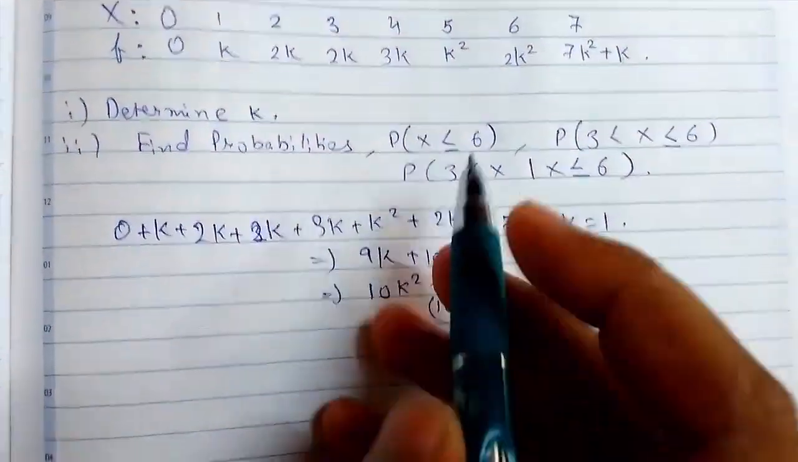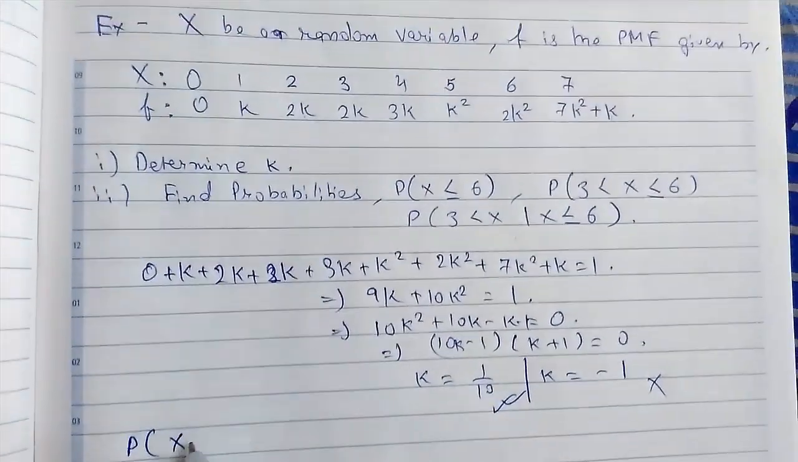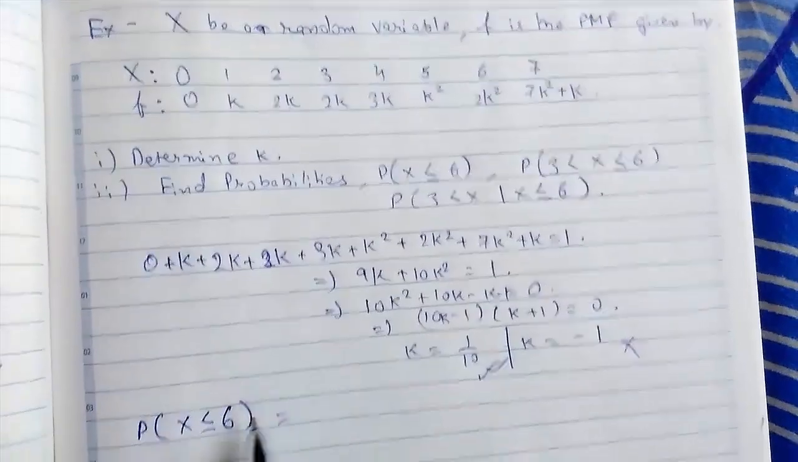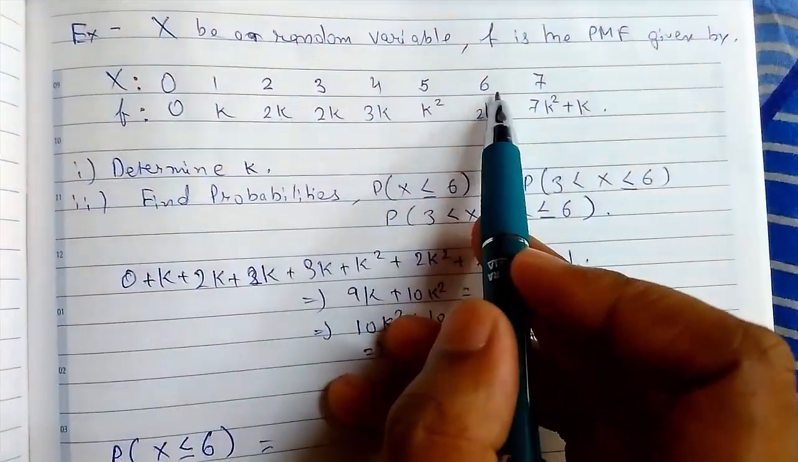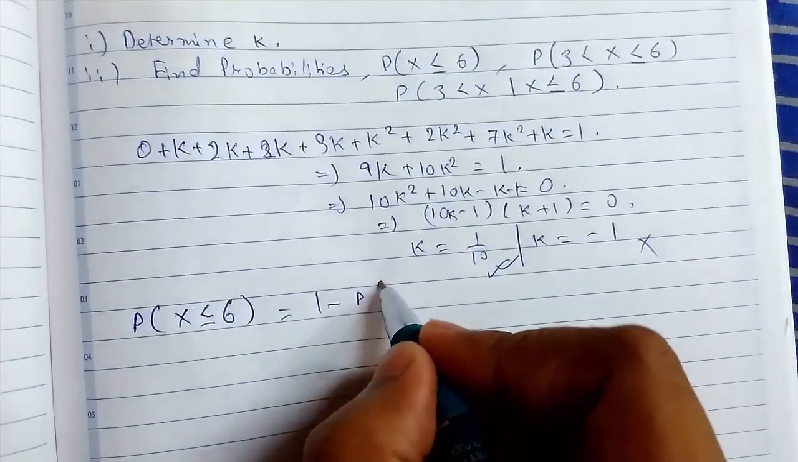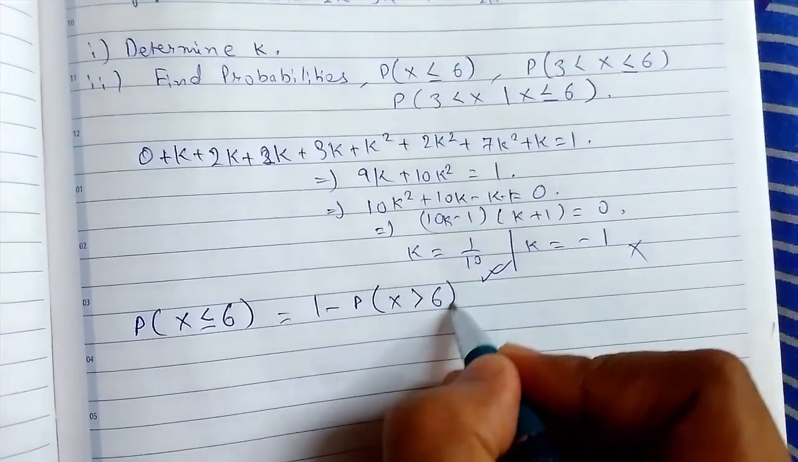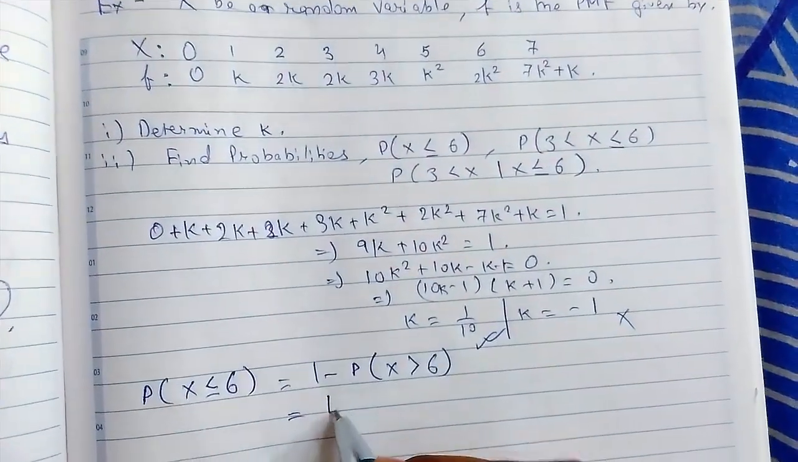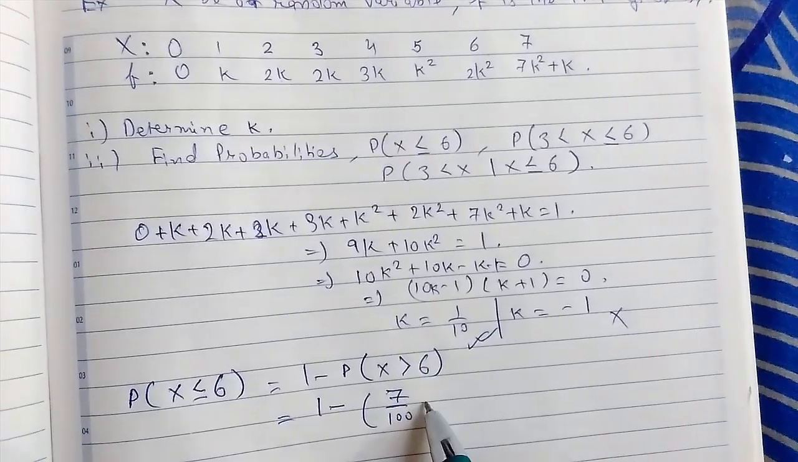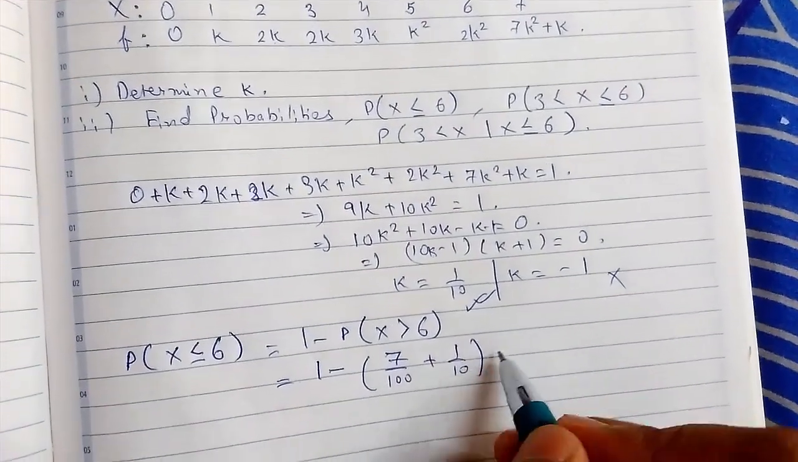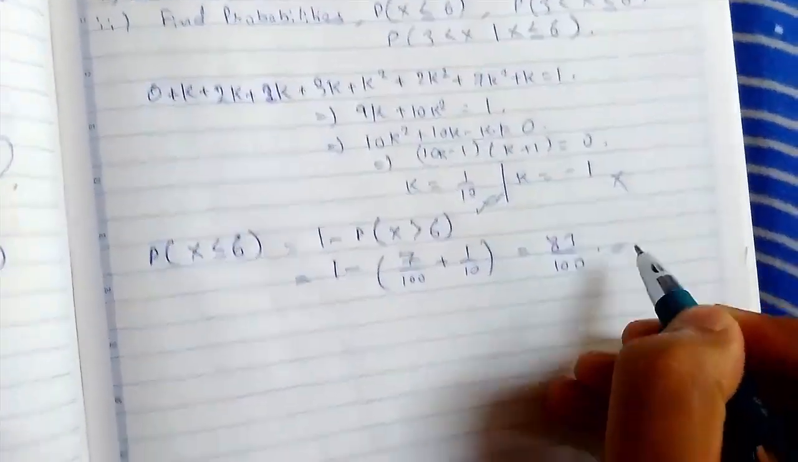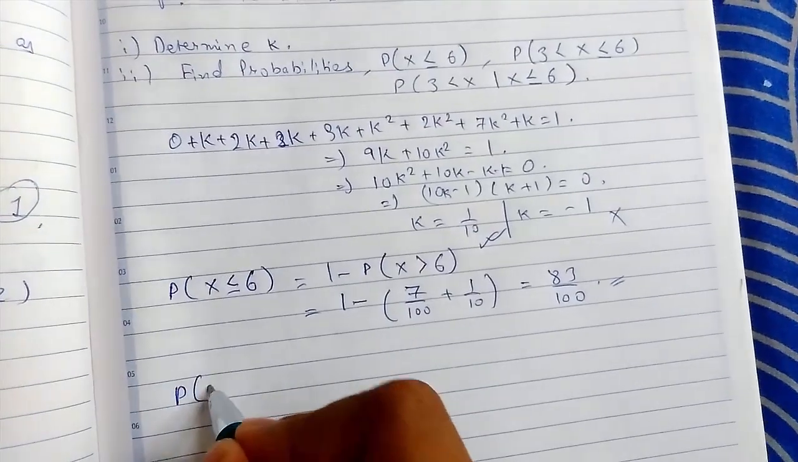So now we'll find the probability P(X less than 6). If we find all these 5 probabilities, it will be very big. So what we can do is use the complement property of probability. We'll just put the value here. So 7 by 100 plus 1 by 10, because k is 1 by 10, this will equal what? 83 by 100.